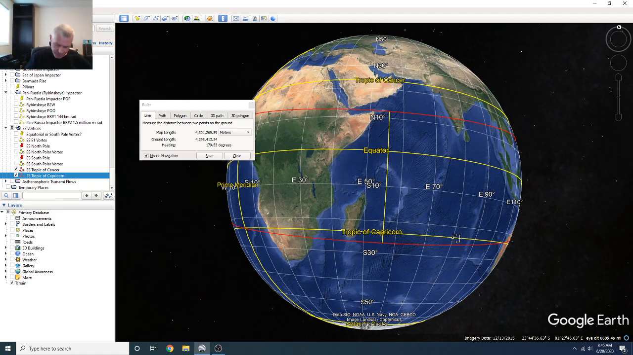4,301,269.59 meters. All right, so it's basically 4.3 million meters. So what's half of 4.3? Half of 4.3. Well, we want to be precise about this.